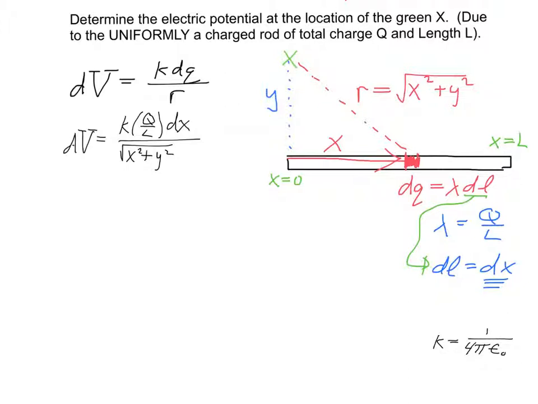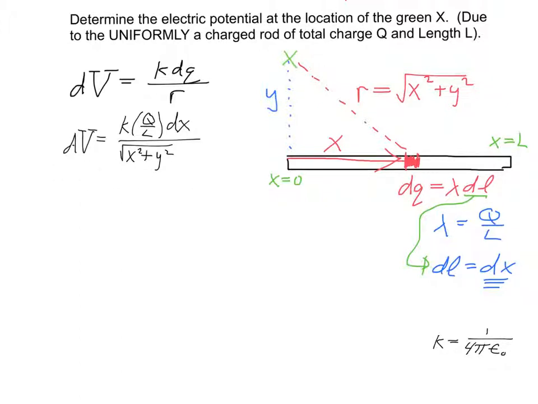Now, keep in mind that the electric potential is a scalar. So what we have here is the contribution to the electric potential at this point from this little bitty bit of charge. All we have to do to get the electric potential at this point from everything is just to sum up all these contributions. That means doing an integral.